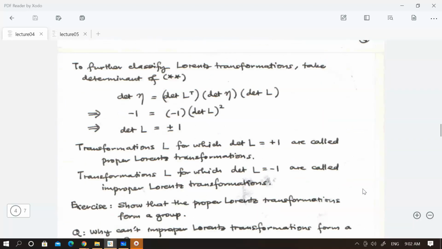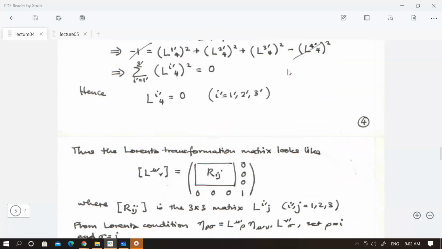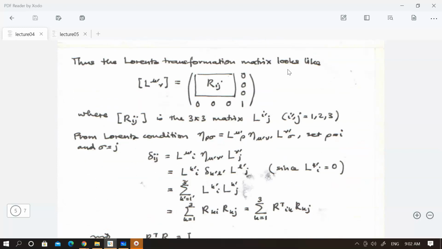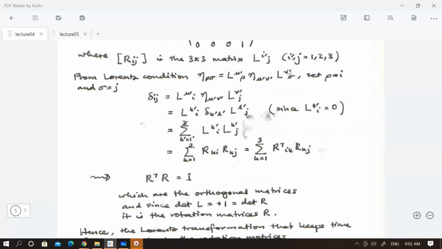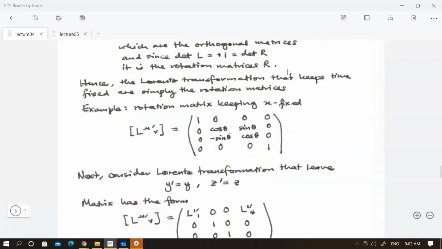One that we did yesterday was to look at this Lorentz transformation that preserves the time coordinate, and that amounts to simply just your rotations. Okay, so in other words, the only changes that you see will be the spatial coordinates due to the rotation of the inertial frames. Okay, so an example would be something like this.